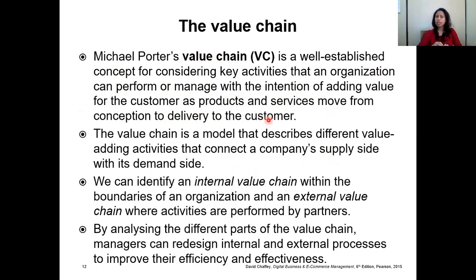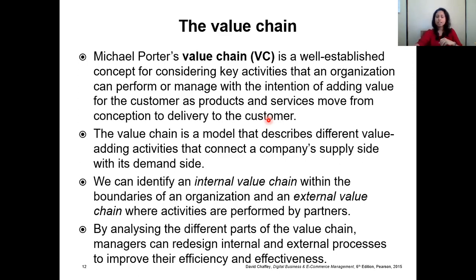So the value chain is a model which helps us to focus on key activities of an organization, which an organization can manage well in order to add better value to their customers, and in order to add better value to the products and services that they deliver to the customers, right?